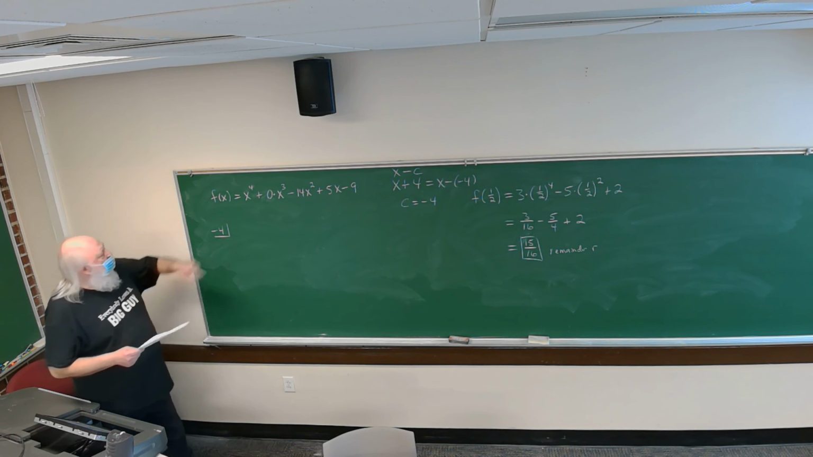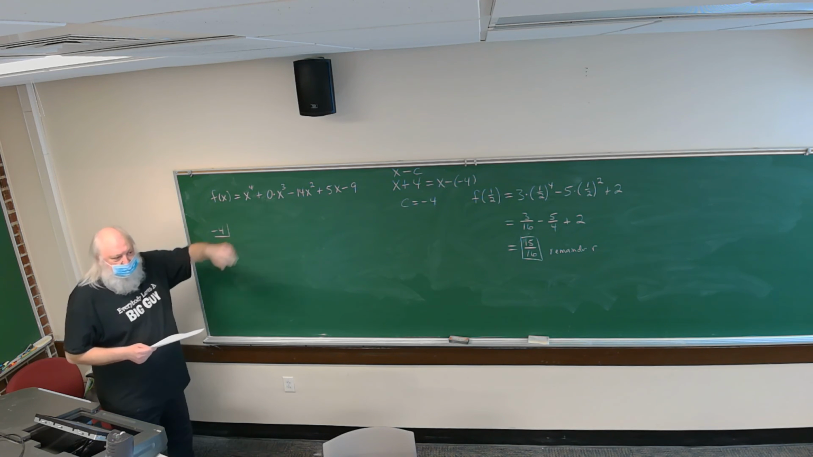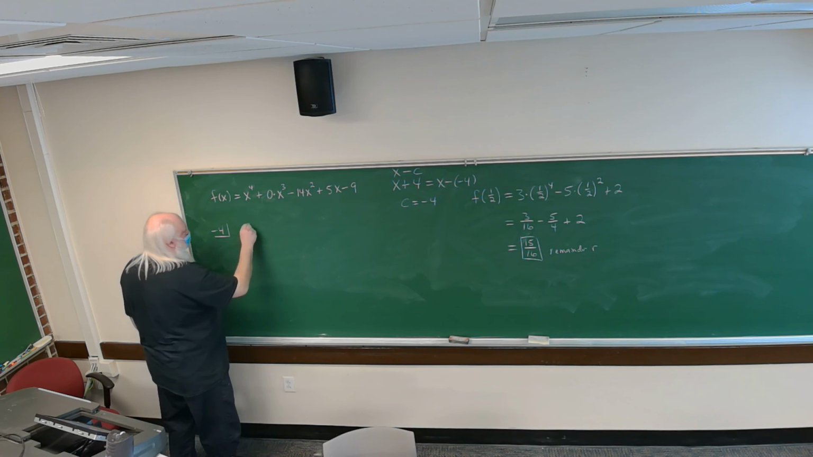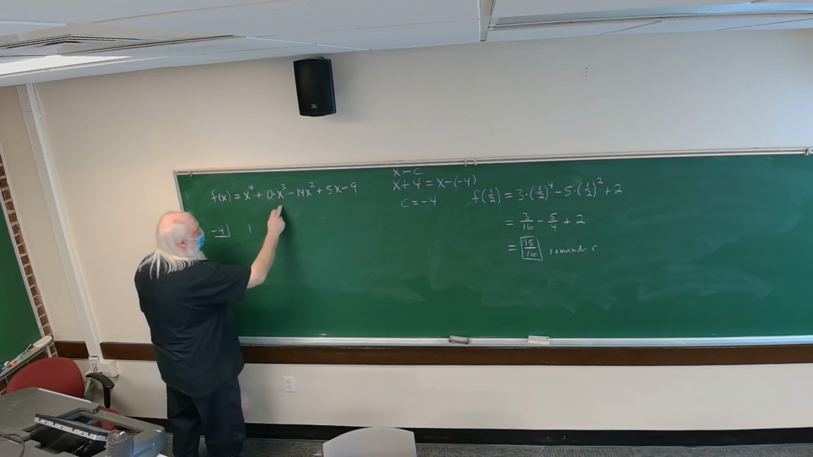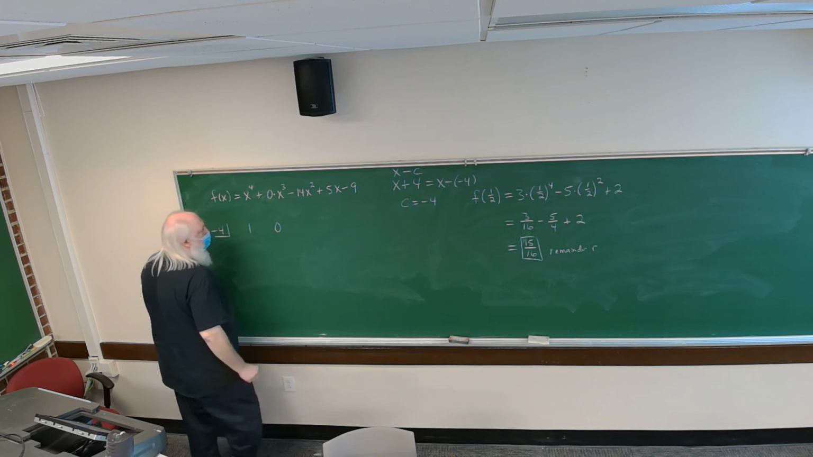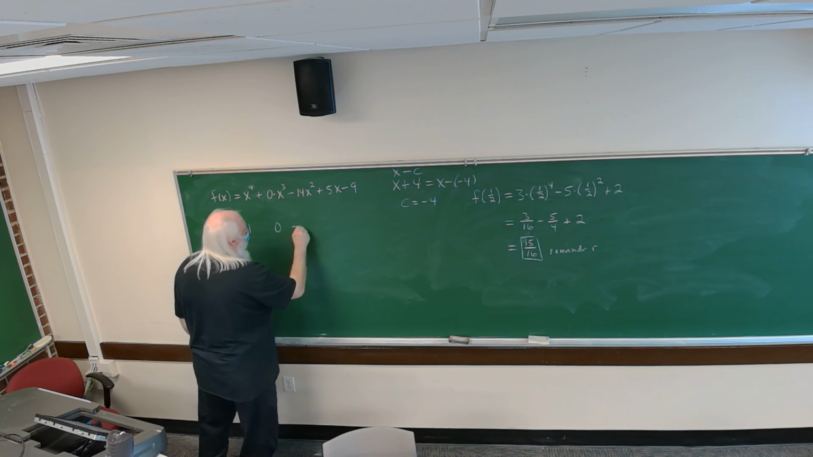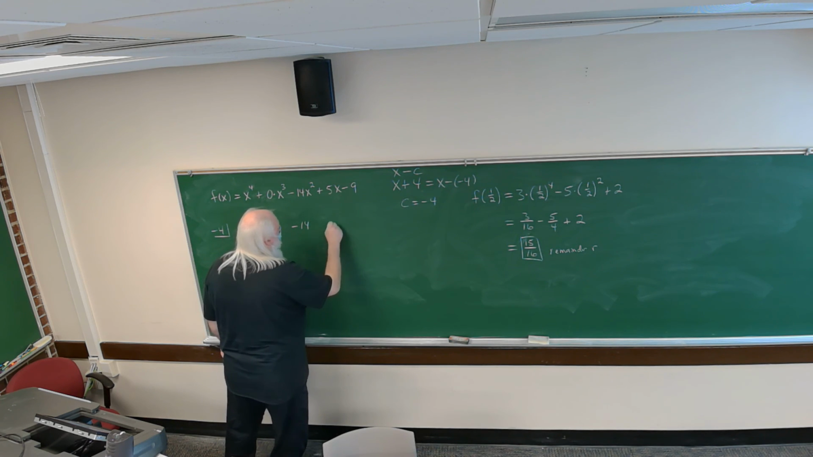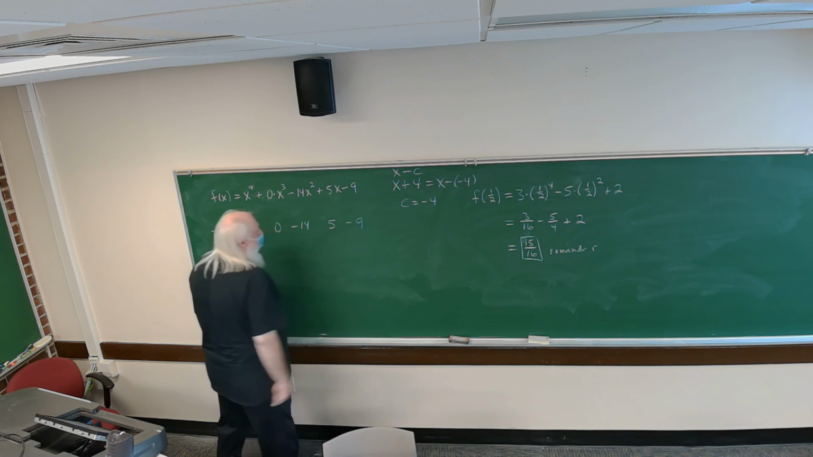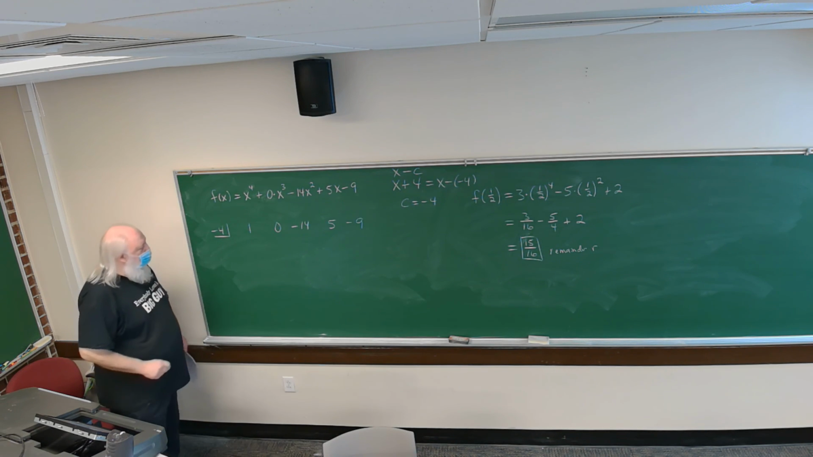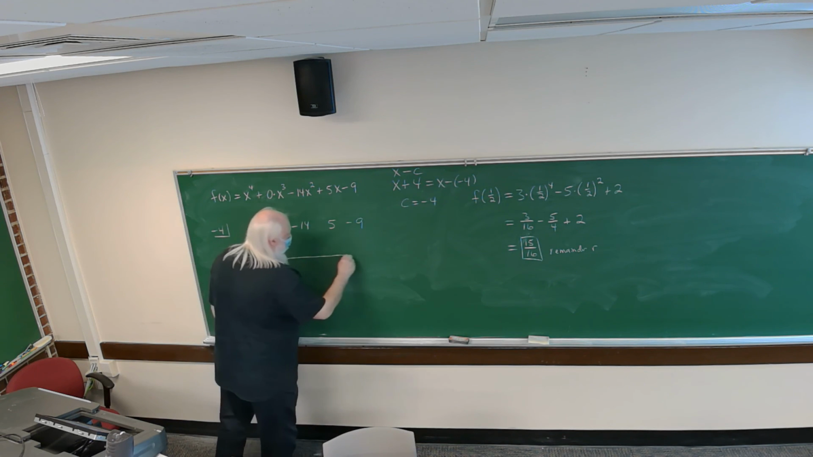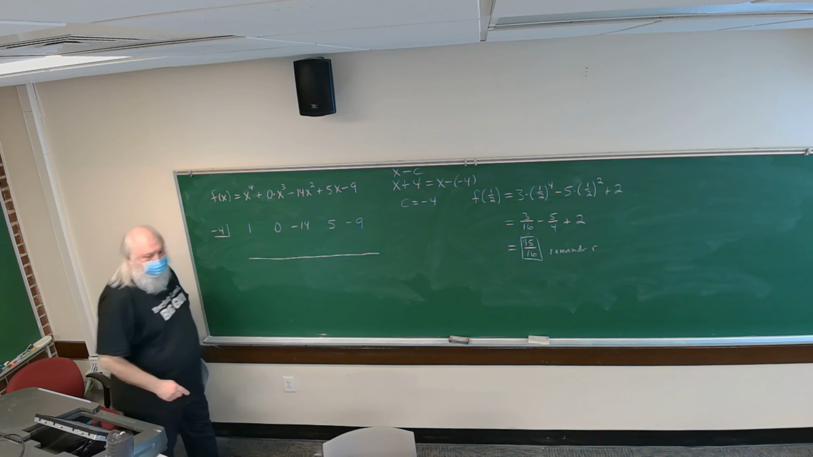And then you write out the coefficients of the polynomial that's being divided. So the coefficient for x to the 4th is 1. Coefficient for x cubed is 0. Coefficient for x squared is minus 14. Coefficient for 5x is 5. And the coefficient for the constant term is minus 9. Okay? And then leave a space and draw a horizontal line. Okay?